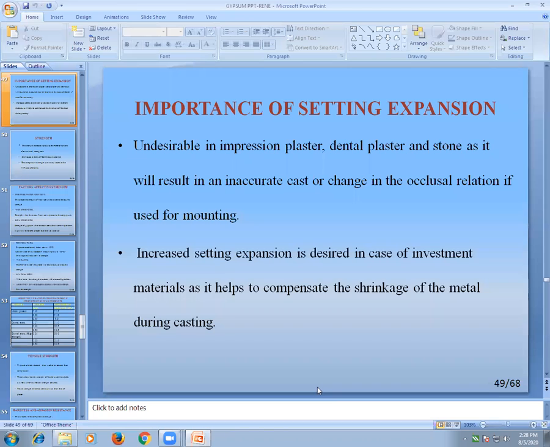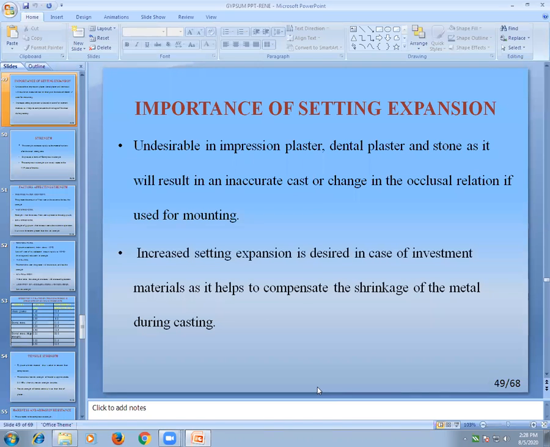So it is undesirable in case of impression plaster, dental plaster, and stone, as it will result in an inaccurate cast or a change in the occlusal relation if used for mounting. Increased setting expansion is desired in case of an investment material, as it helps to compensate the shrinkage of the metal during casting.